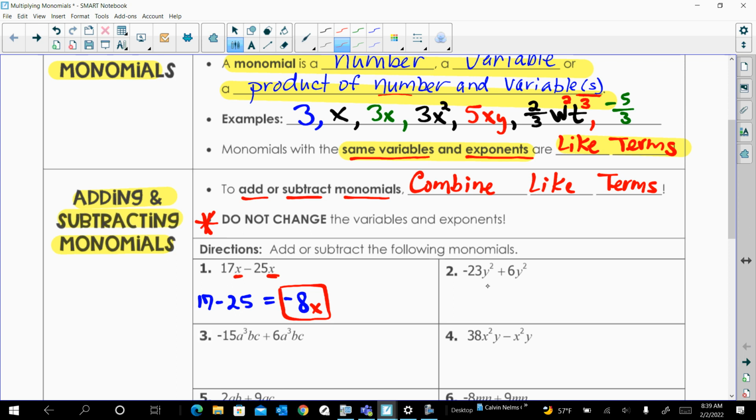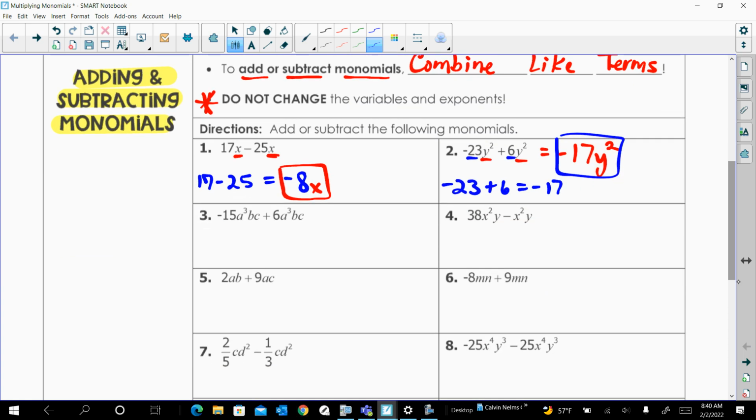All right, on number 2, -23y squared, there's the y squared, plus 6y squared. They're both the same letter and exponent, so now you can combine them. What would this be simplified to? Yeah, this would be -17y squared. You keep the variable, you keep the exponent. Just add the coefficient. All I did was add the number in front. So I said negative 23 plus 6 was the negative 17. And then I kept the variable and exponent.